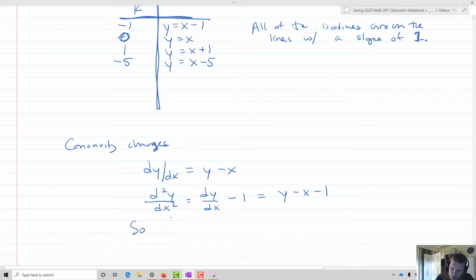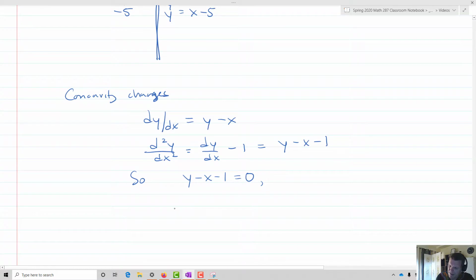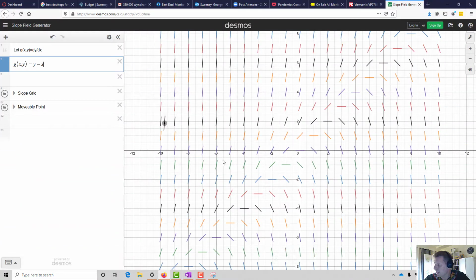So we set that equal to 0. y minus x minus 1 equals 0. And what that gives me now is that y equals x plus 1 is where all of the concavity changes. So let's take a look at this in Desmos.